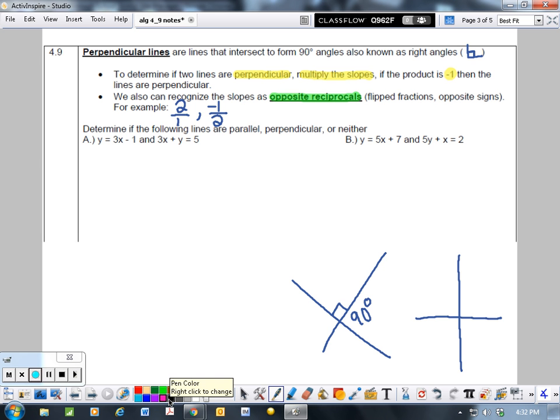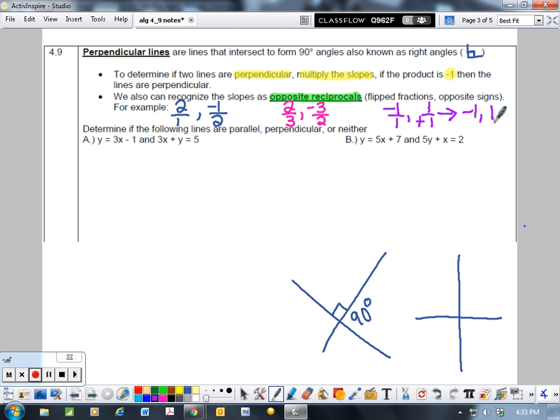Or 2/3, I could flip it and change the sign. Or we could have -1. So I have to turn it into a fraction first. So I put it -1 over 1. I can flip it and change the sign. So -1 and +1 are opposite reciprocals, because when you look at that first fraction, it's really the number -1. Look at the second fraction, it's actually the number +1.